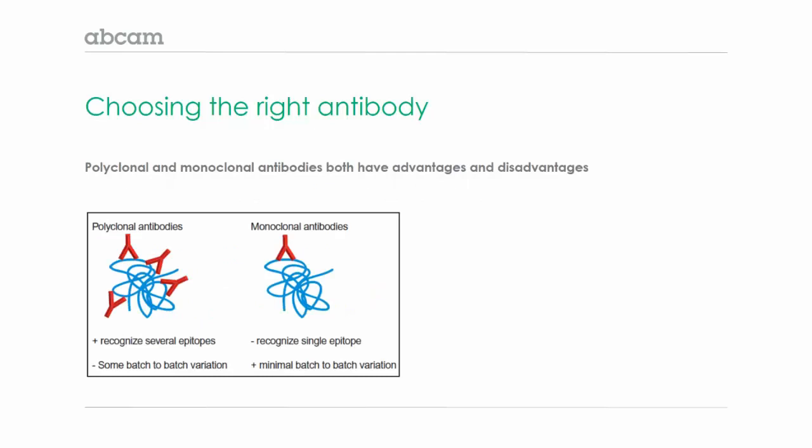discuss more later. Finally, with regards to clonality, polyclonal and monoclonal antibodies both have advantages and disadvantages. Polyclonal antibodies recognize several epitopes, which is great for cross-linking ChIP, where epitopes might become masked, but they do have some batch-to-batch variation. Monoclonal antibodies recognize only a single epitope, so if the epitope is masked, the antibody won't bind, but there is very minimal batch-to-batch variation. Look out for our new rabbit monoclonal antibodies for ChIP.